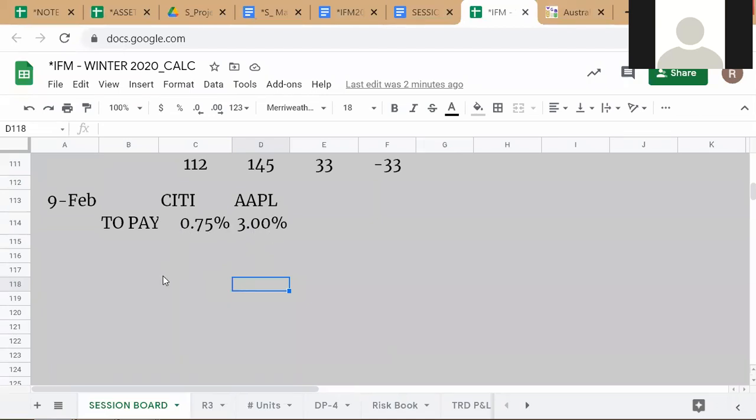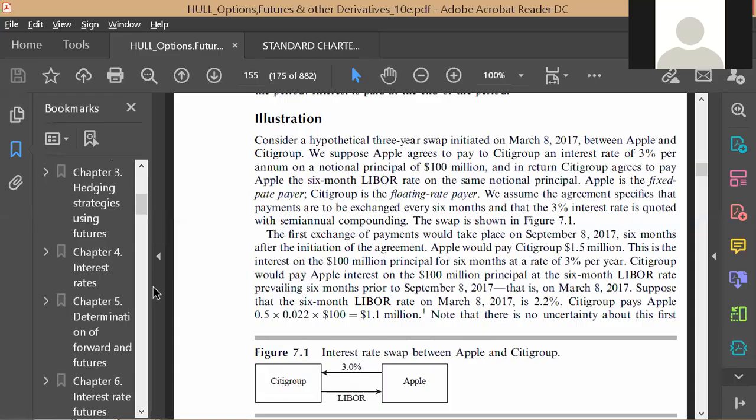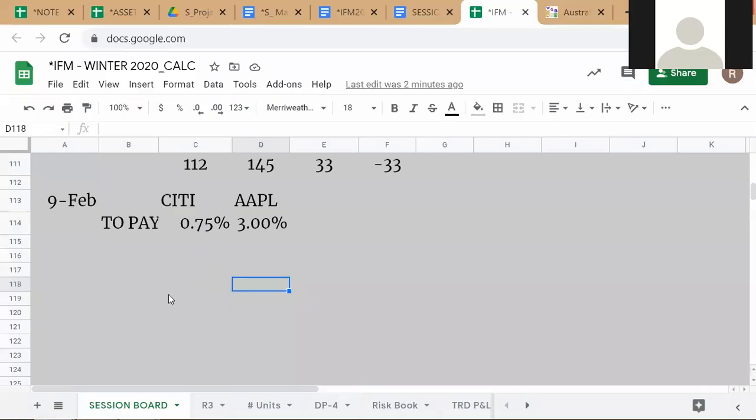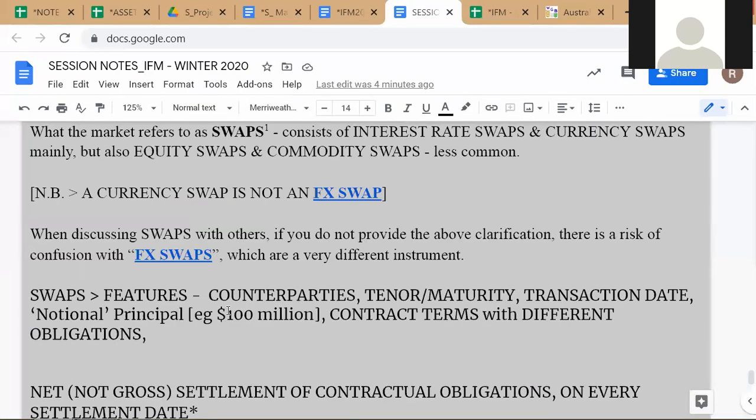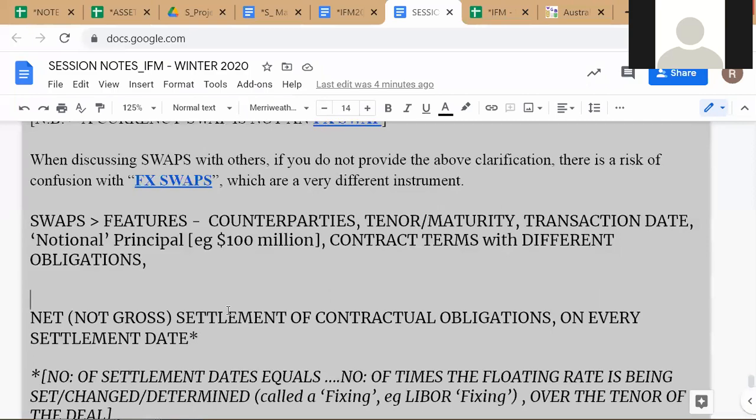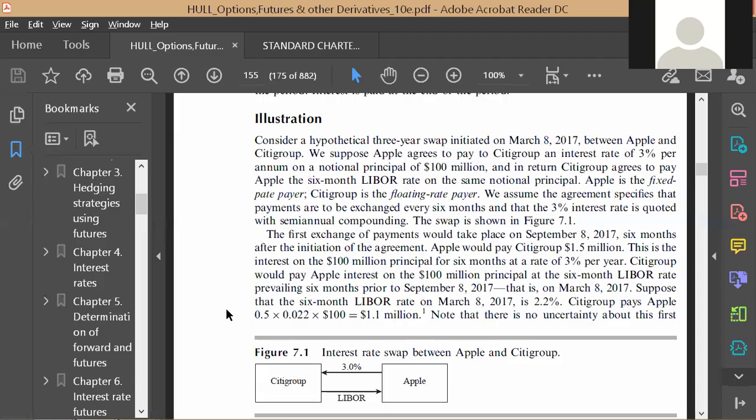Apple has to pay the net amount, the difference, to Citibank. Okay, so that's another element of the swap structure. We are trying to slowly understand the swap structure and make sure we understand everything properly, so that your understanding is proper. So what else do we have to note? This is pretty much it actually.